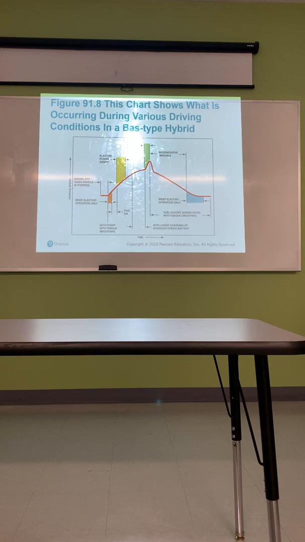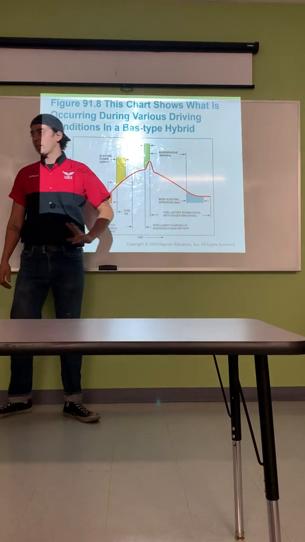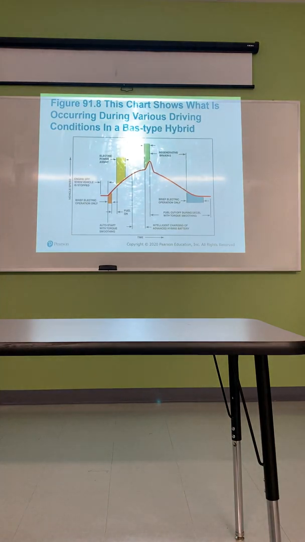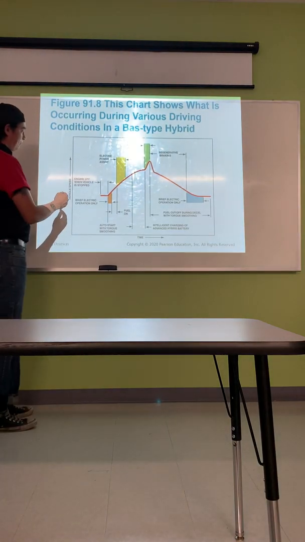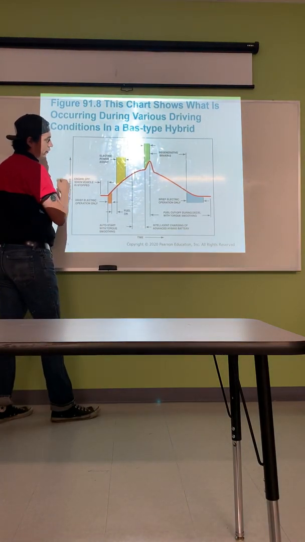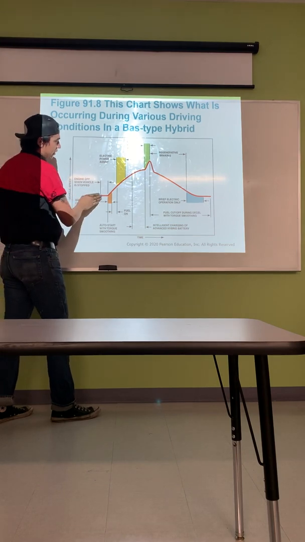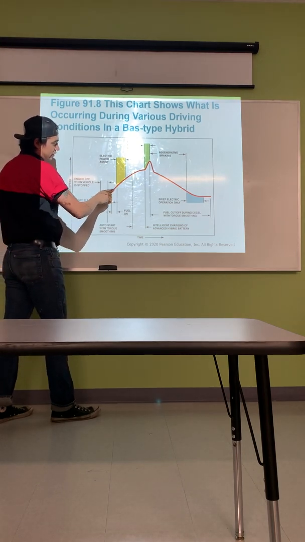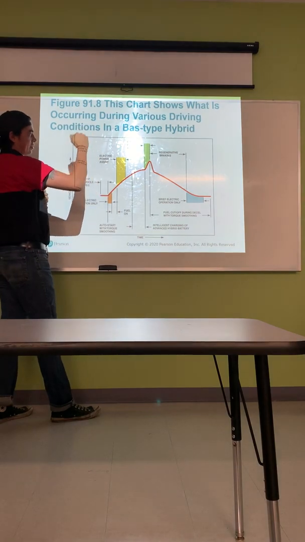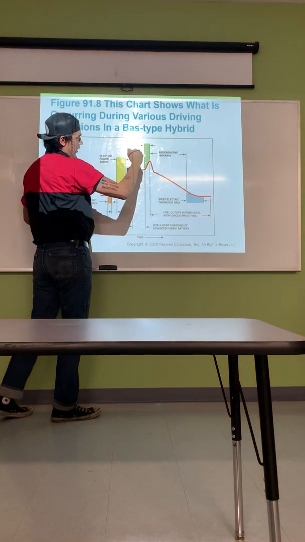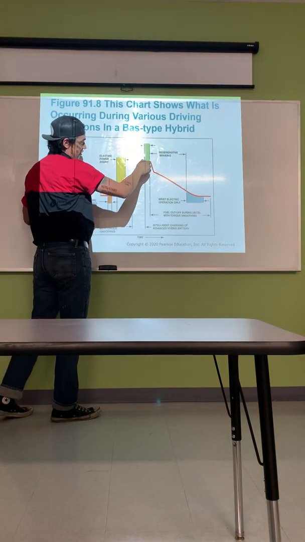So this chart shows what is occurring during various driving conditions in a BAS type hybrid. I'm not going to get too much into this. We're going to go over this a lot more in the next 2 lectures. But what they're basically showing is when you have current flowing through, you have an increase, so you have a power assist, right? You have an increase in voltage and amperage going through the system. And then when you step on the brakes, we create a charge.